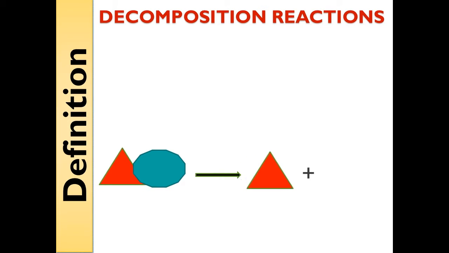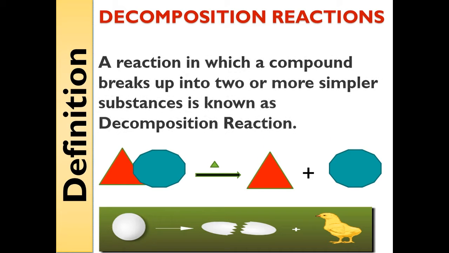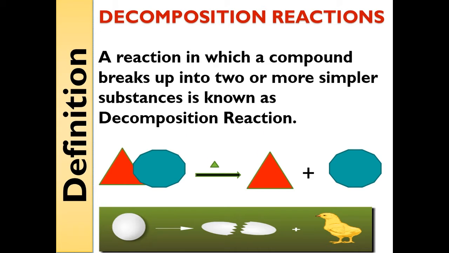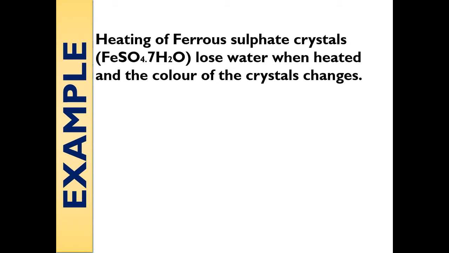Decomposition reactions. What do you understand from this? A reaction in which a compound breaks up into two or more simpler substances is known as decomposition reaction. For example, heating of ferrous sulfate crystals.